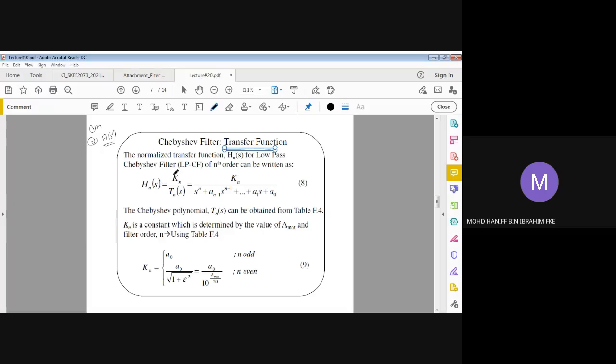Okay, so first thing first, you need to calculate the normalized transfer function, same like what we did last time for the case of Butterworth filter.